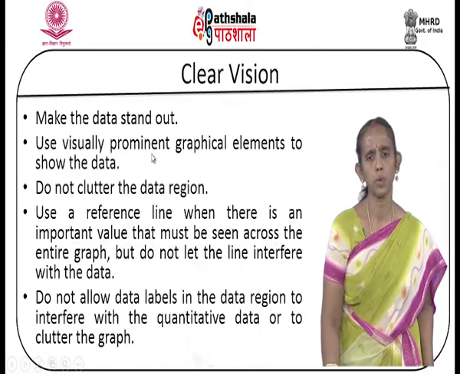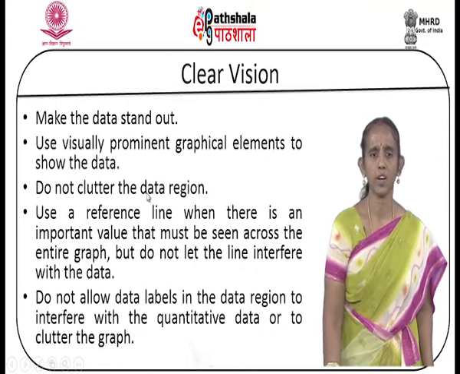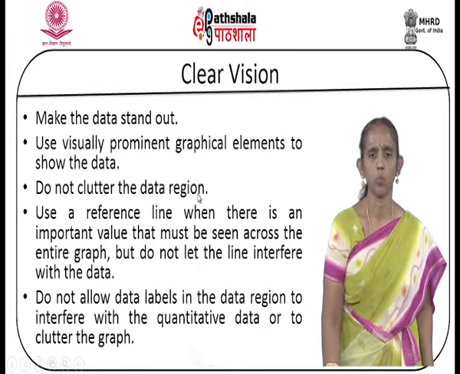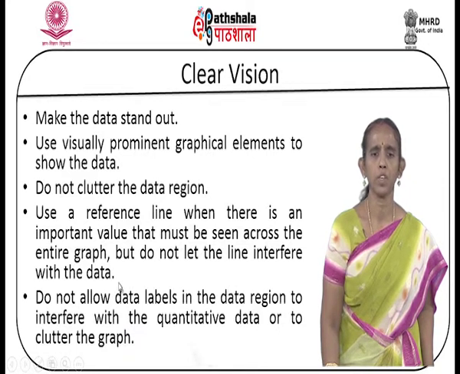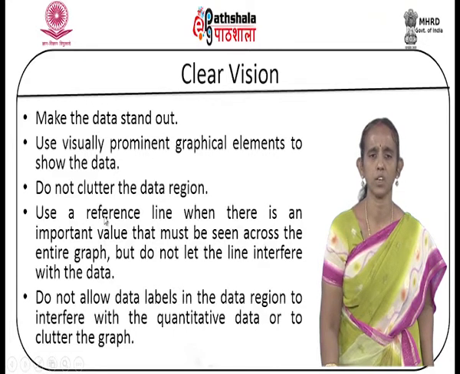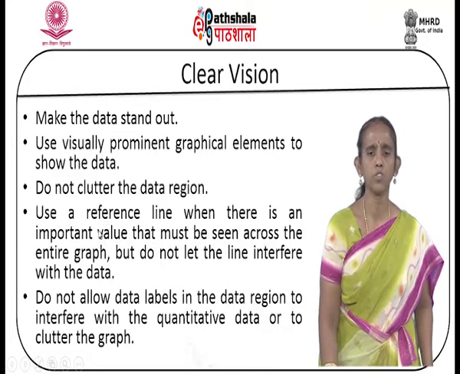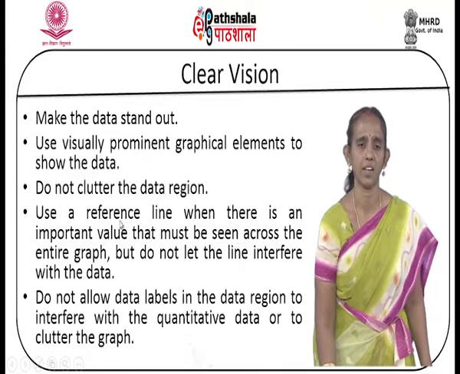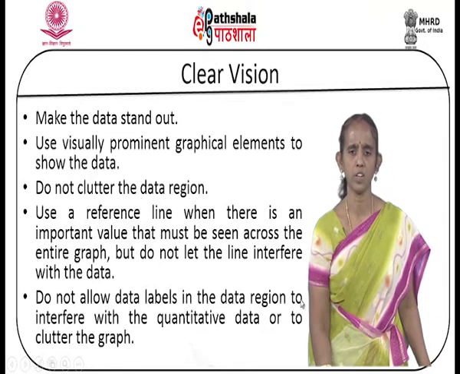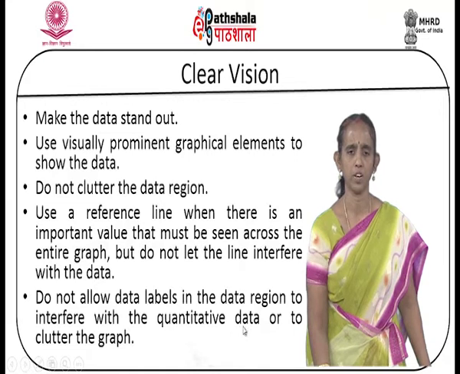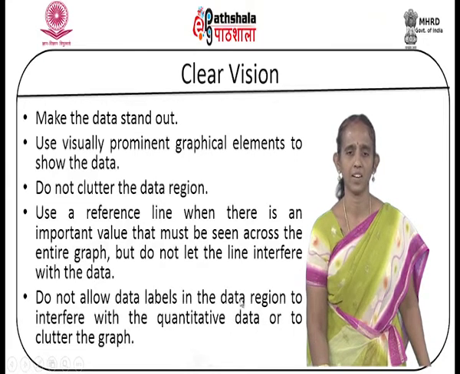When we use visually prominent graphical elements, we should not clutter the data region. We need to use a reference line when there is an important value, and that must be seen across the entire graph, and we should not let the line interfere with the data set. Whenever we need to stress important points, we can use the reference line, and we need to see to it that this does not interfere with the data. And we should not allow data labels to be present in the data region, so that they do not interfere with the quantitative data values or clutter the entire graph.